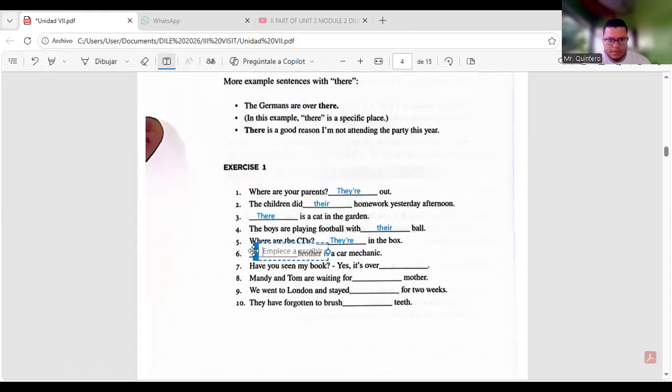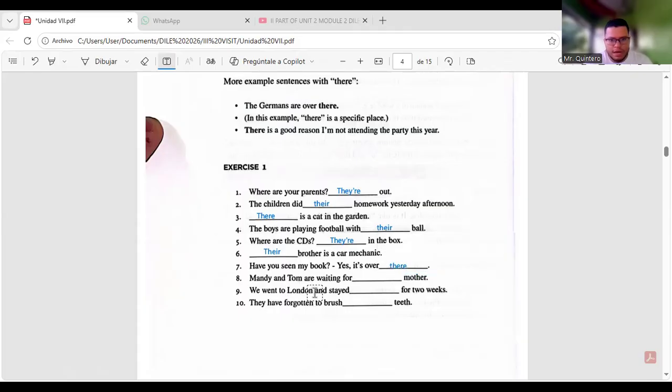¿Cuál sería esta? Their brother, su hermano. O sea que estoy hablando del hermano de Juana y de Pedro, su hermano, es un mecánico de carro. Es a car mechanic. Have you seen my book? It's over there. Está por ahí en mi libro.